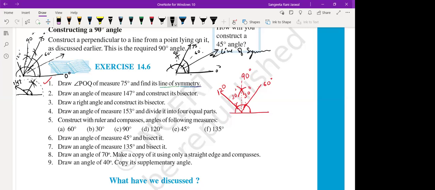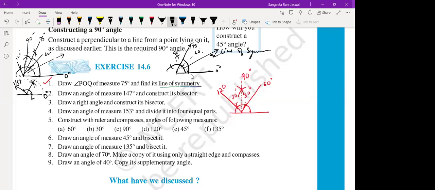Ma'am, after we make a 147 degree angle with the protractor, what shall we do? After measuring 147 degrees, you will bisect these two lines, 0 degree and 147 degree. Keep your compass pointer here, at this point.